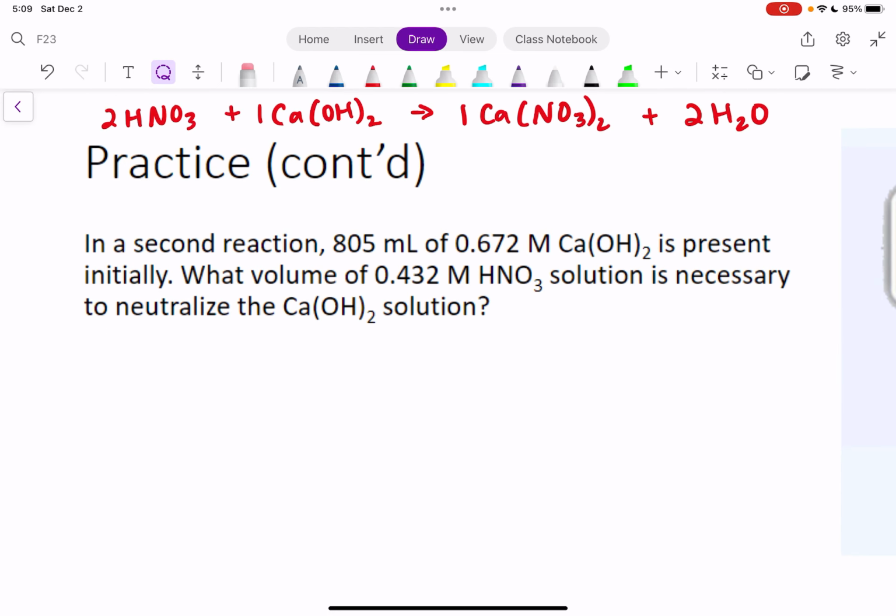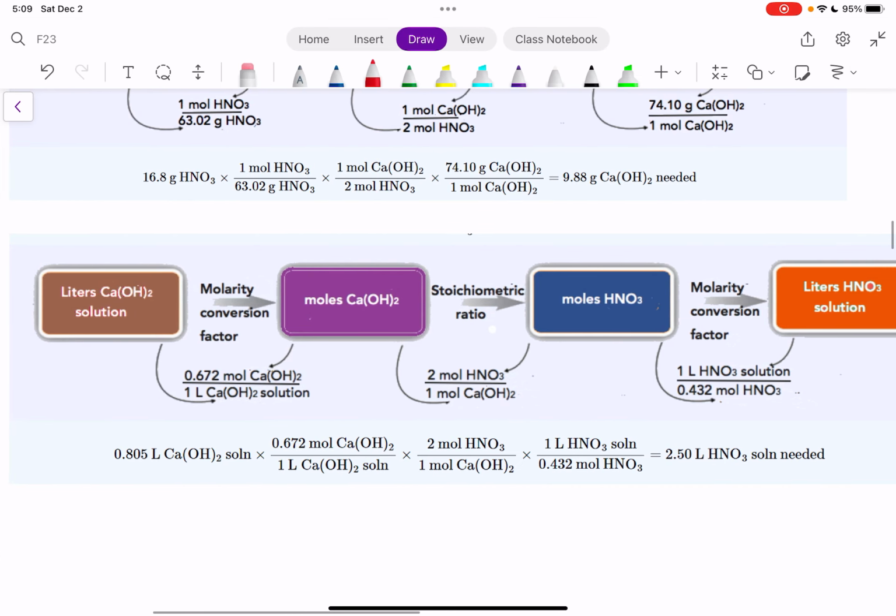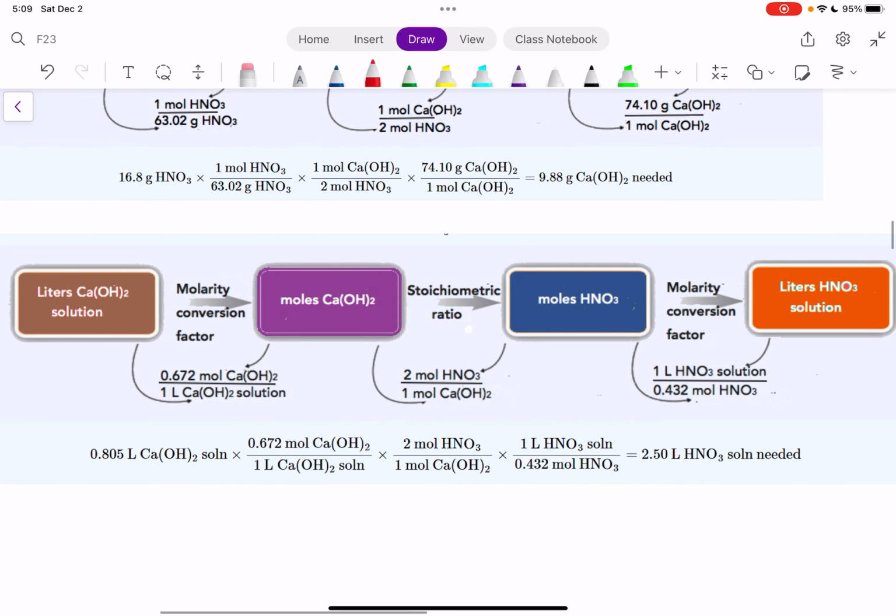And let's just think about this strategy we've got here. So we start with milliliters and a known molarity. Just like we've been using molarity as a conversion factor in other problems, we can use it as a conversion factor in these acid-base reactions as well. So here we start with liters of calcium hydroxide.